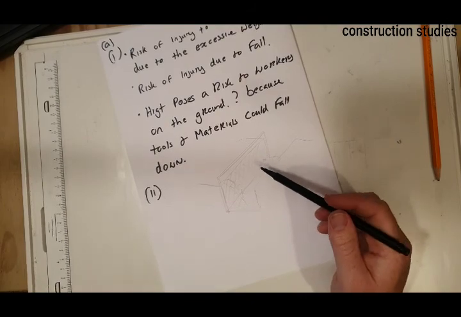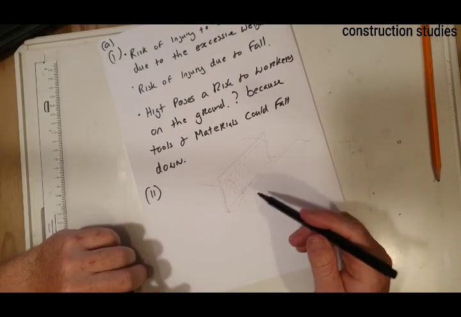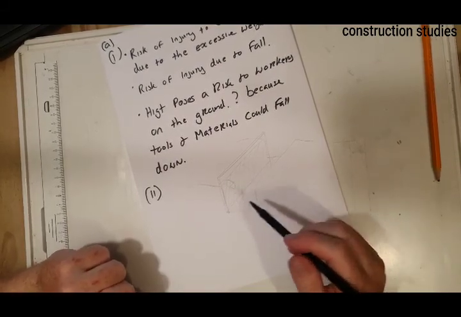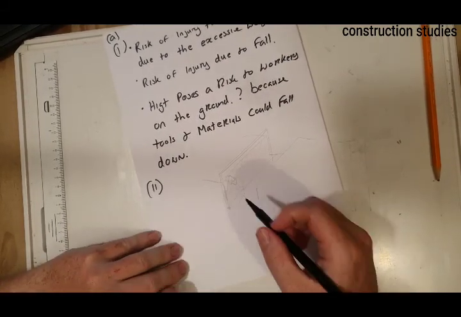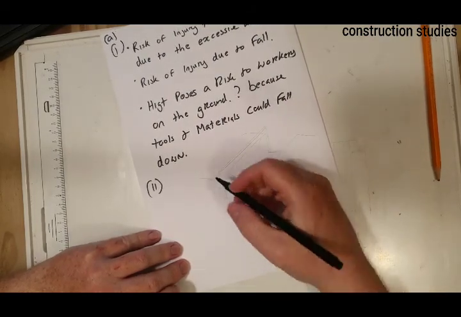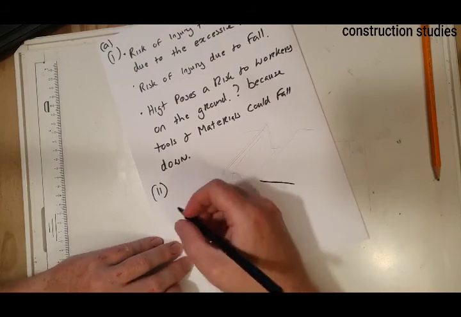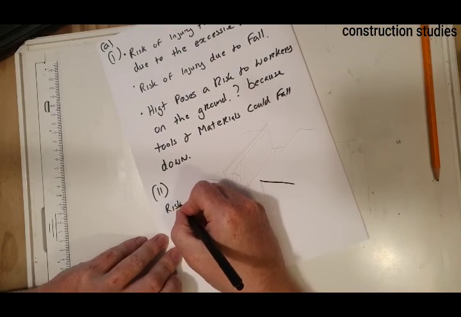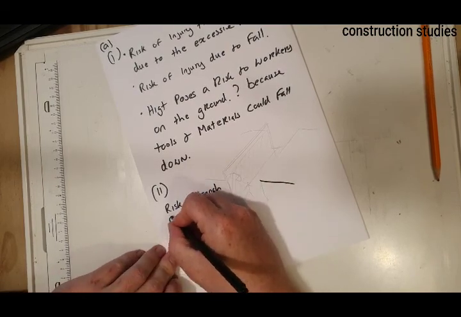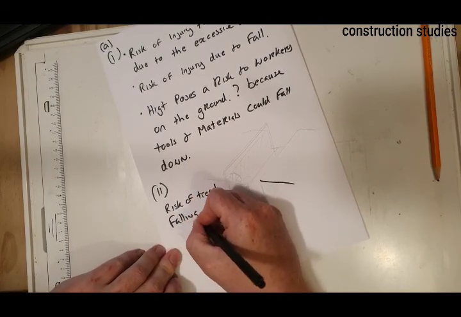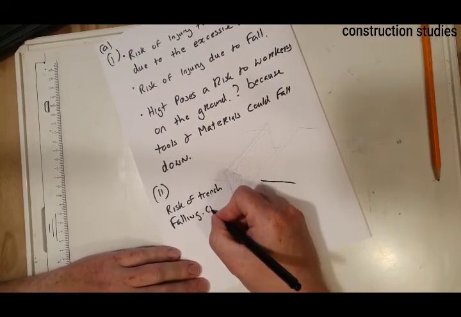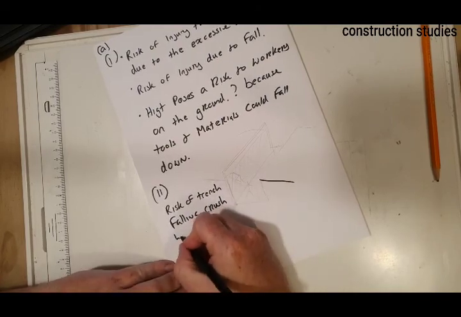Now, it doesn't ask you for notes here as well as sketches, but as I said before, sometimes you need to be very careful in the question. If it says notes and sketches, there are actually equal marks going for both. You don't have to be Leonardo da Vinci at the sketching, you just have to have a sketch. So the risk is the trench falling, and obviously what would happen is it would crush the workers.